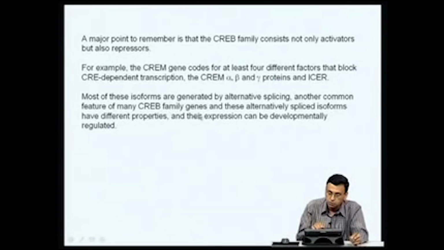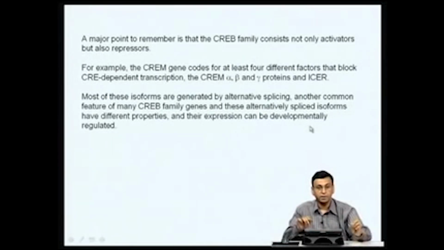Most of these isoforms are generated by alternate splicing. I have shown in a schematic how these are all generated. Another common feature of many CREB family genes is that these alternate spliced isoforms have different properties, and therefore their expression can be developmentally regulated.